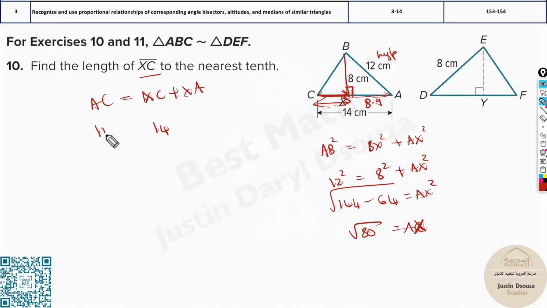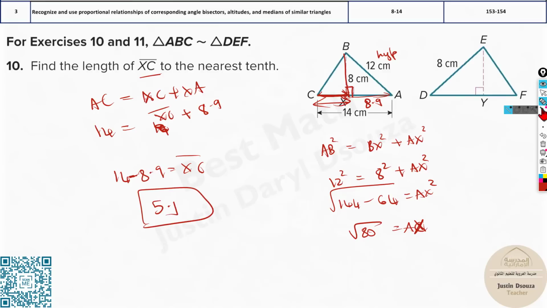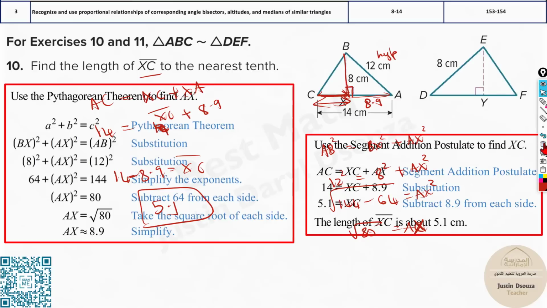Now we know AC is 14. That is equal to, what is XC? That is what we are solving for. Plus 8.9. This goes to the other side. 14 minus 8.9 is equal to XC. That will be 5.1. 5.1 will be the answer. 5.1 centimeters because it's in centimeters here.